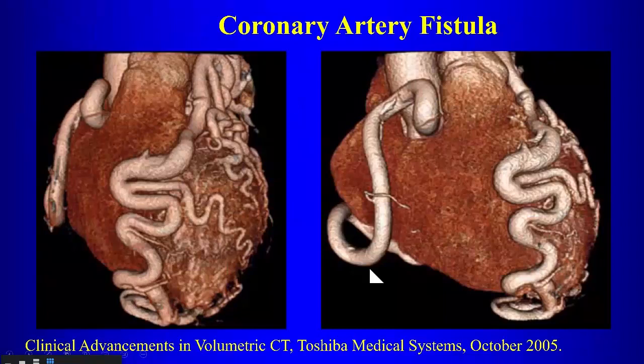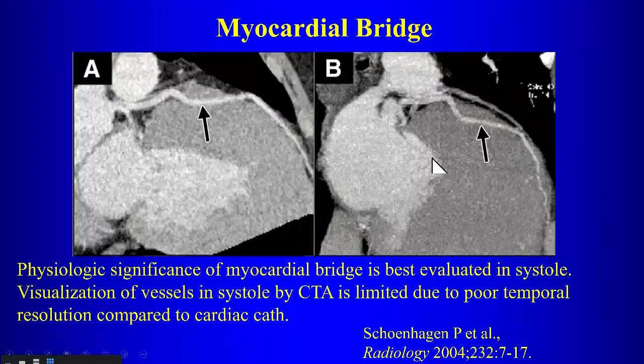So here's an example of a coronary fistula with CT, but notice that you're seeing all of the vessels at one time completely opacified. So you don't actually get to see in what direction the blood is flowing, what vessels are filling first and what vessels are filling later. So that can be a limitation of coronary CT.